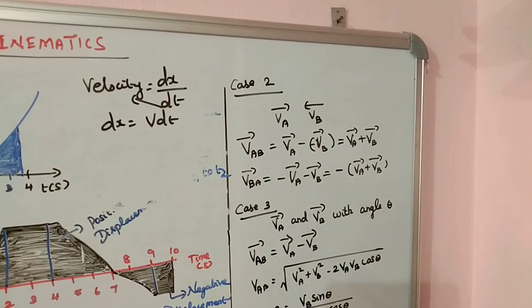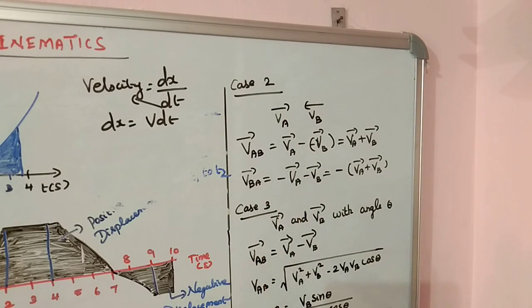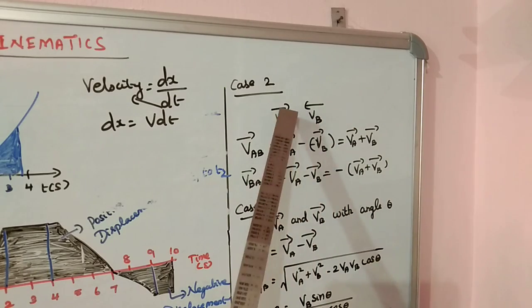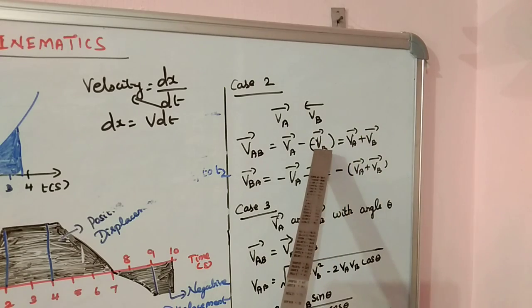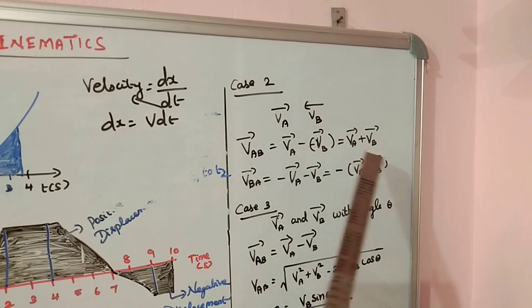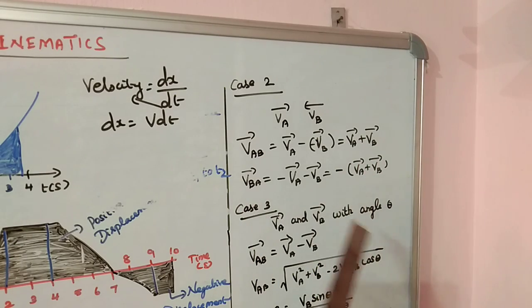In the second case, they are in opposite directions, but on the same track. So we change only the negative sign. First we put a negative, and since the direction is opposite in this case, we put another minus sign. So minus minus plus. So VAB equals VA plus VB, and VBA equals minus of VA plus VB. This is case 2.